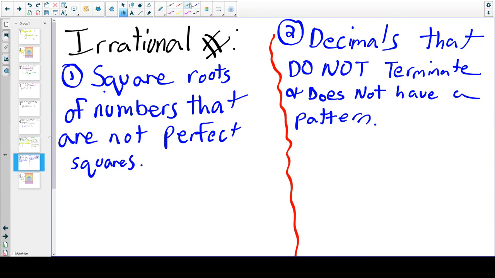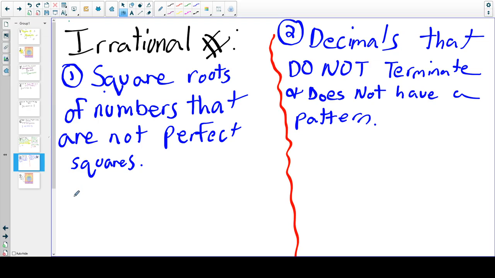Irrational numbers are not rational. So there's two kind of definitions, or I wouldn't say definitions, they're kind of like requirements. Like how could you tell if it's irrational or not? So the first way is, well, if it's a square root of a number that's not a perfect square.